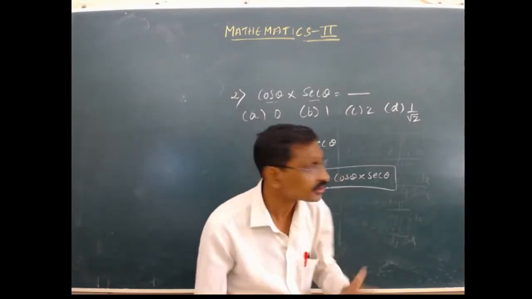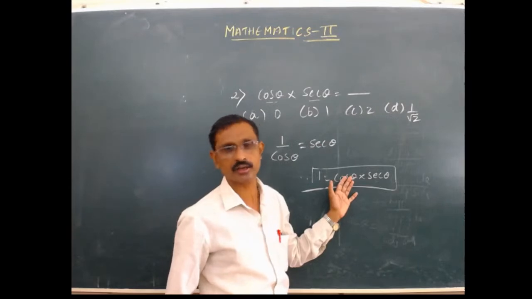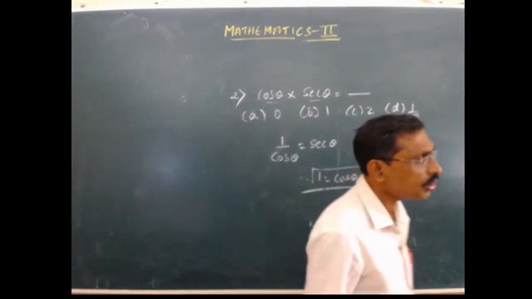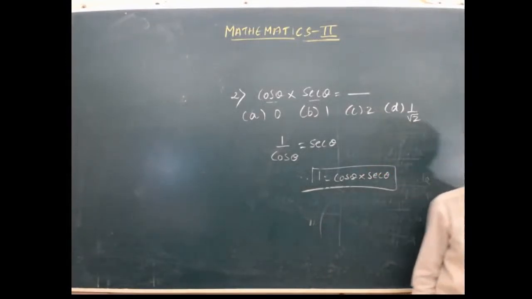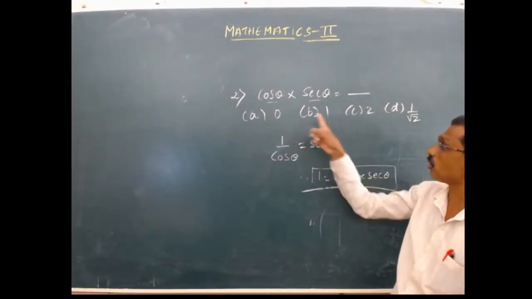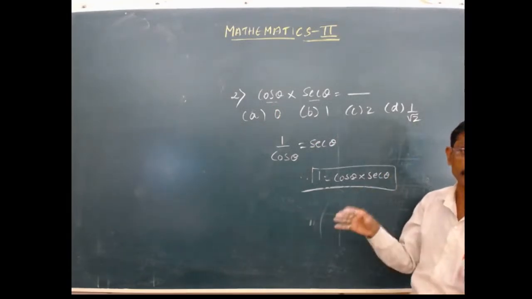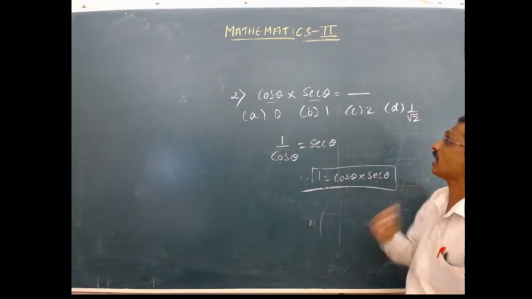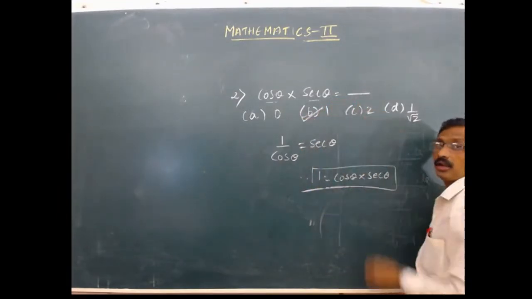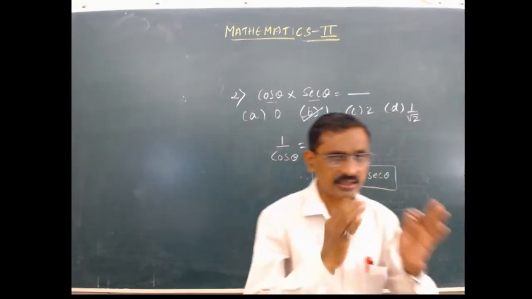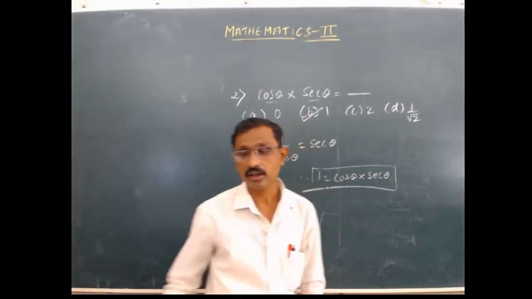So what does cos theta into sec theta give me? Let me check my options: 0, 1, 2 and 1 upon root 2. Which of my options is correct? What did I get? I get 1. So my option number B is right. Always there is a certain relation. Check that relation.